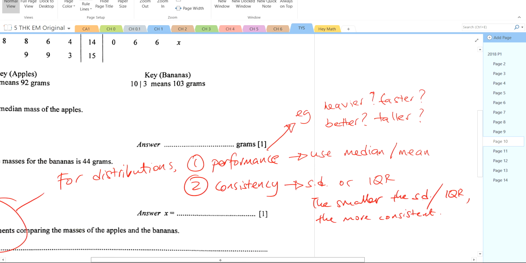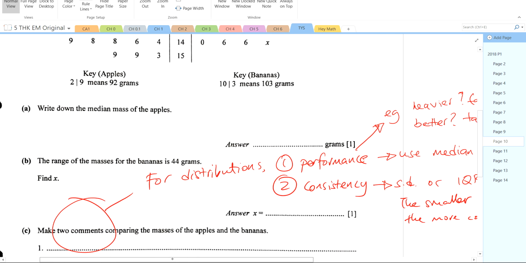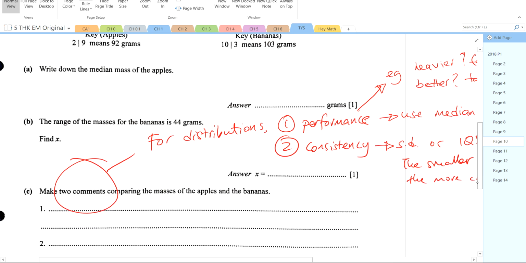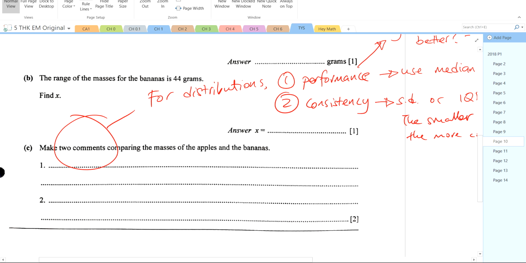So we are going to compare, in this case, the interquartile range. I'll just give you the values for the interquartile range. IQR, you're supposed to spell it out, for bananas equals 21 grams. IQR for the apples equals 34 grams. So which one is more consistent? Bananas. Okay, because it is smaller, so it is more consistent.